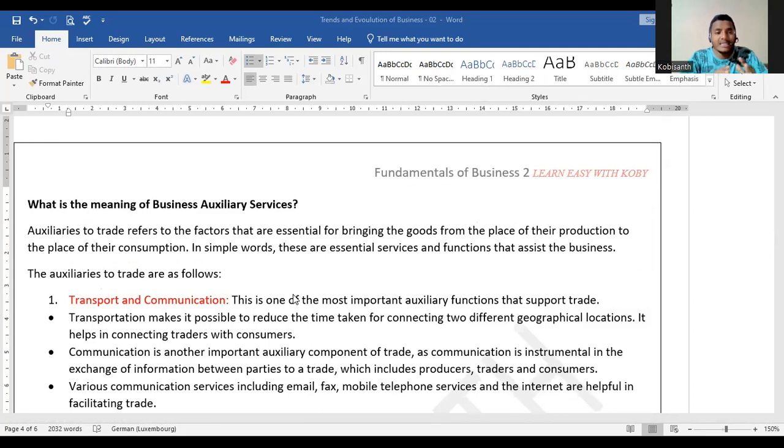Auxiliaries or supporting services to trade refer to the factors that are essential for bringing the goods from the place of their production to the place of their consumption. In simple words, these are essential services and functions that assist the business. Let's take a good example.